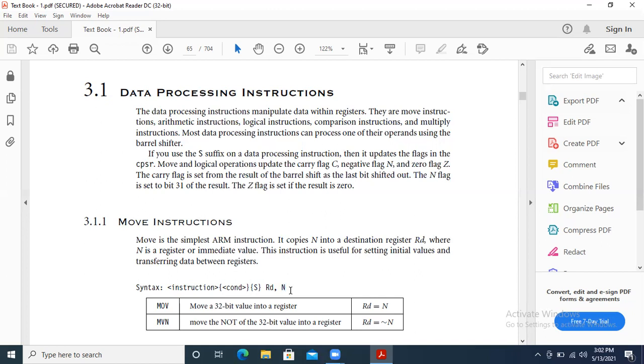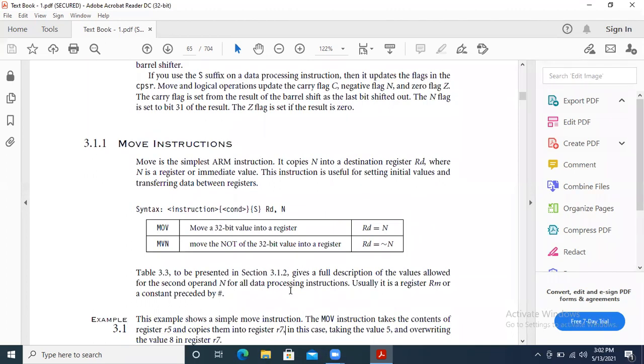So they are given one example also here. They want to copy the value of R5 to R7. Nothing but R5 becomes the source value and R7 becomes the destination value. What I'm doing here is copying the n value into the RD, where RD means destination register. So I'll just show you an example also.